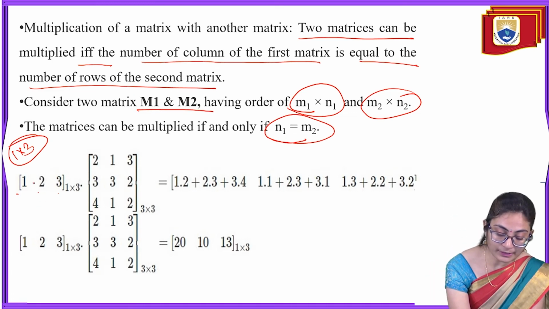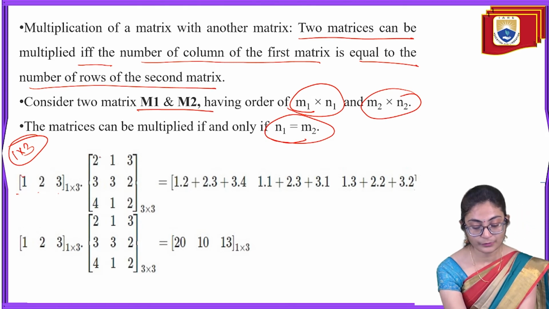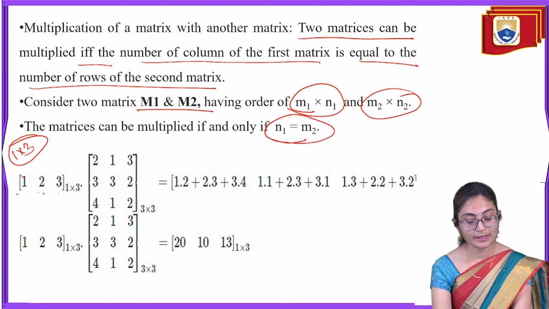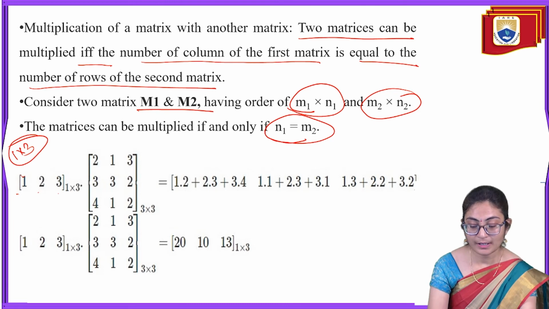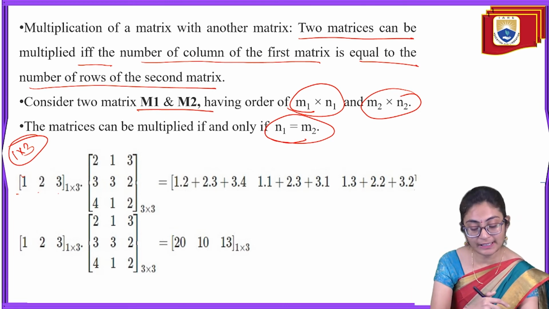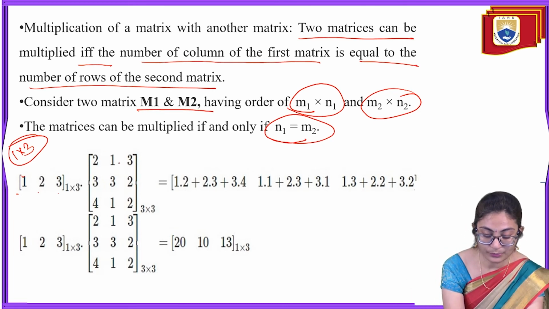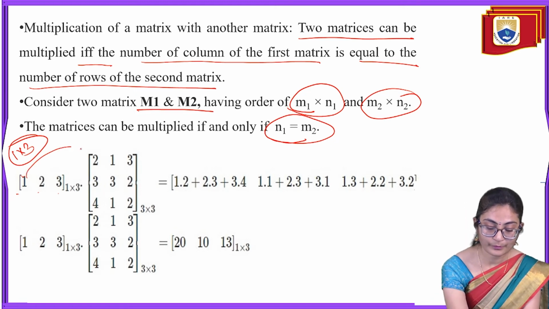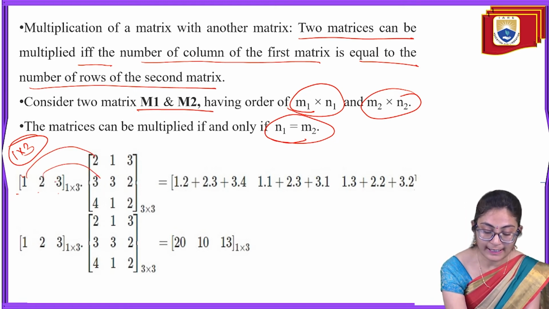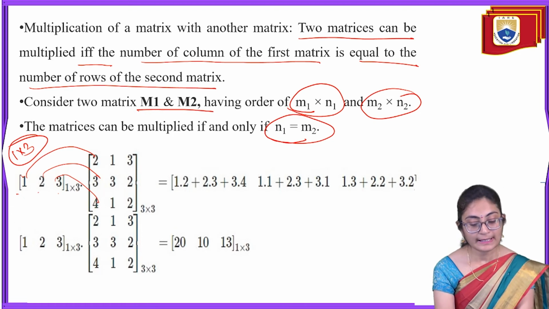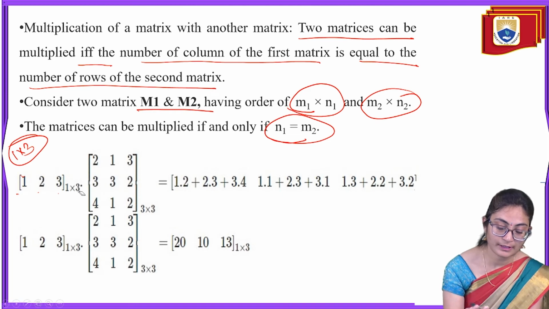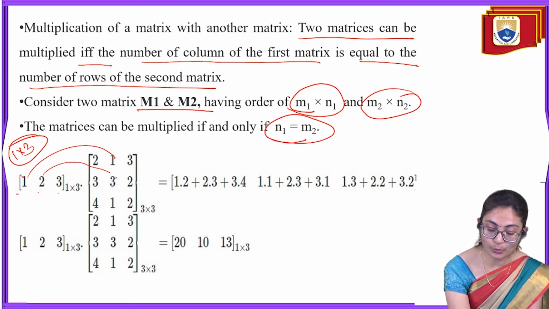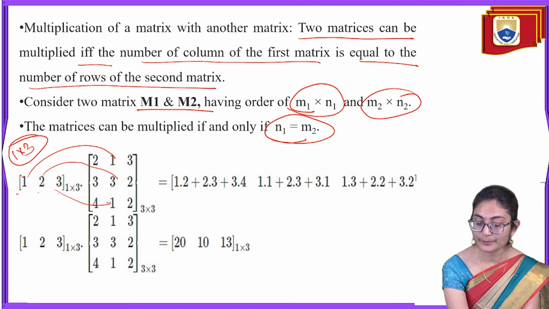Now it will calculate 1 into 2, 1 into 3 and 1 into 4. That means everywhere it will calculate 1 into 2, then 2 into 3 and 3 into 4. Then again 1 into 1, 2 into 3, 3 into 1.